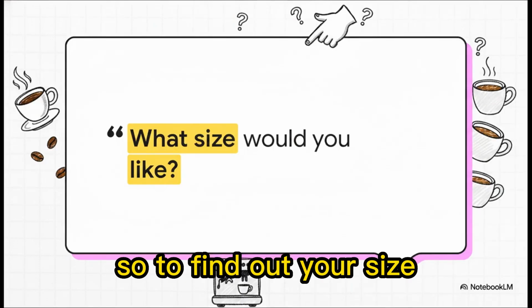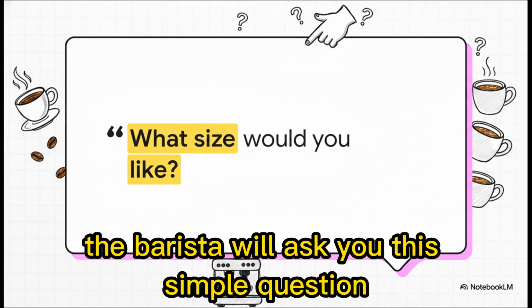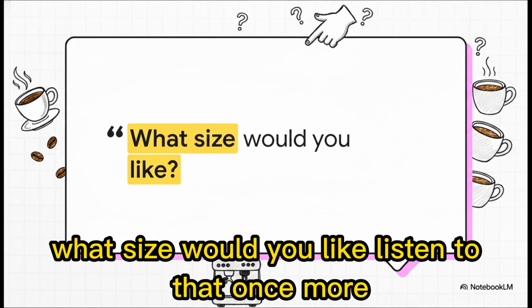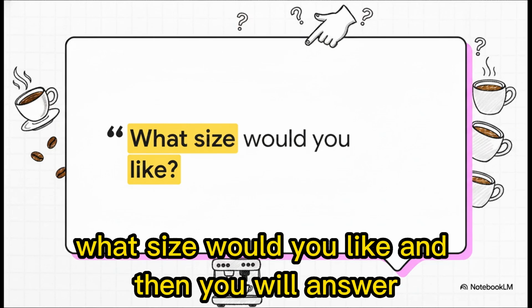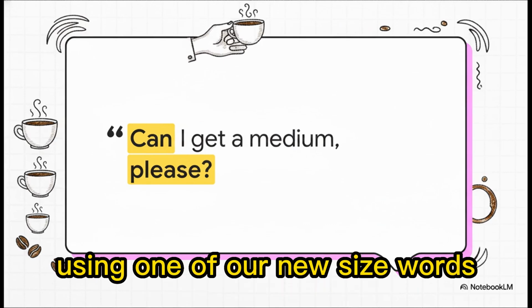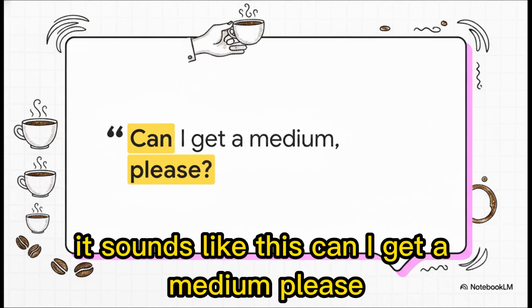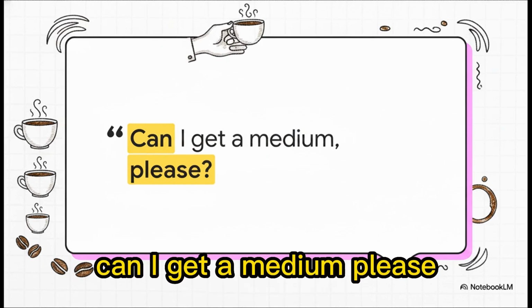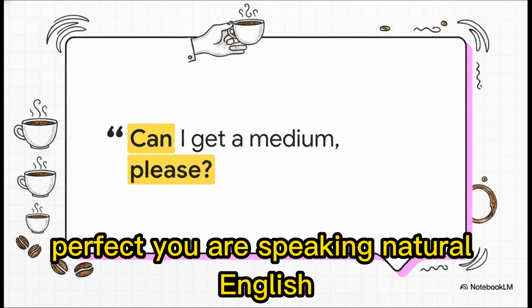So, to find out your size, the barista will ask you this simple question. What size would you like? Listen to that once more. What size would you like? And then, you will answer using one of our new size words. It sounds like this. Can I get a medium, please? Can I get a medium, please? Perfect. You are speaking natural English.